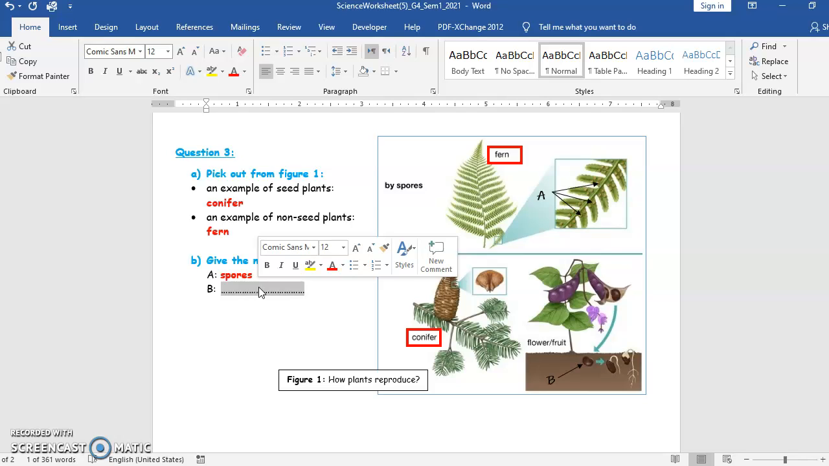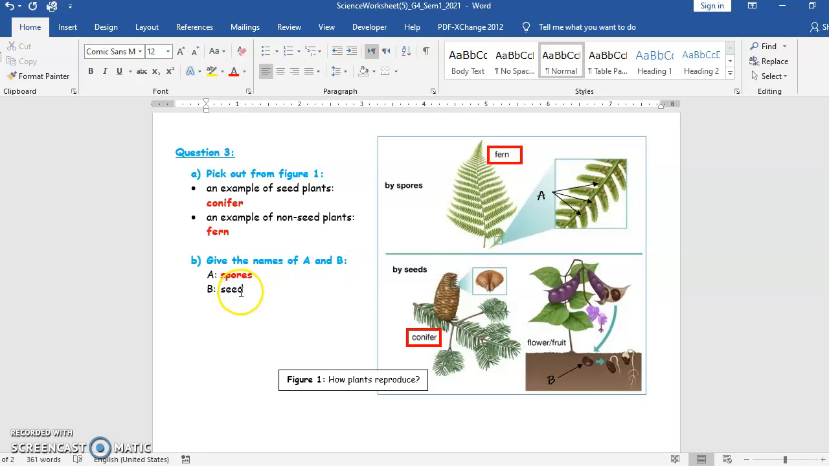B is showing the seed, and once the seed is in the soil, in the right conditions, it will grow into a plant. So B is pointing to a seed. This is a seed. Okay, so the fern plant reproduces by making spores. Conifers and flowering plants reproduce by making seeds.